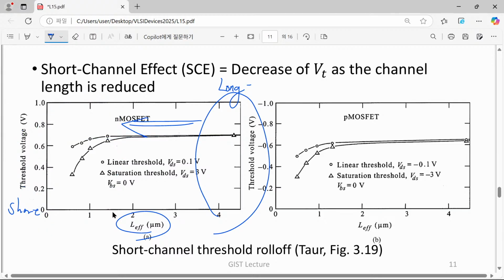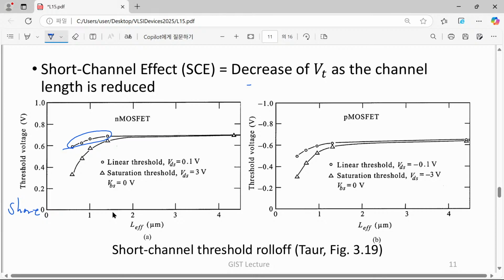However, as you can see, unfortunately, threshold voltage is affected by the length. So here, when we have a long channel, we have a well-defined threshold voltage. And when you go to a short channel, this value is almost identical to the long channel value. But if we introduce an even shorter transistor, actually threshold voltage goes down.